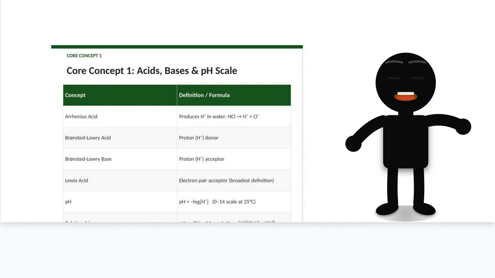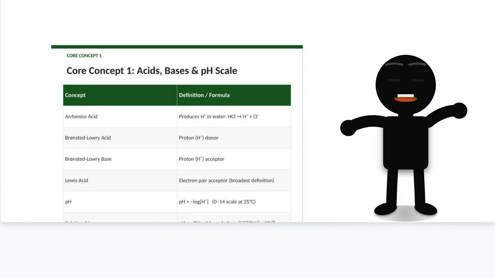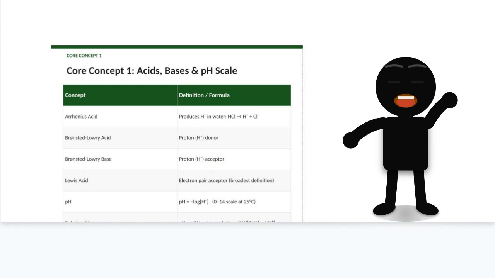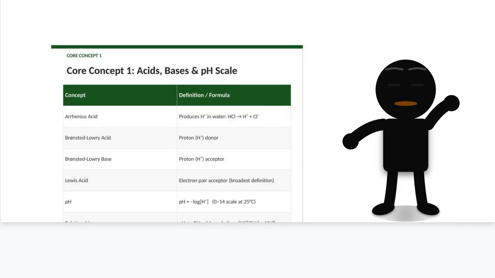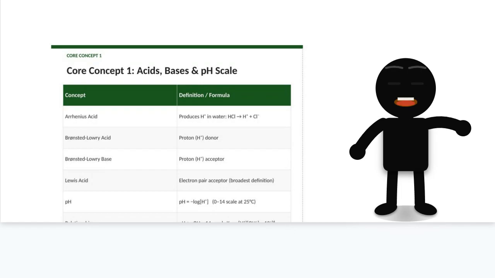There are 3 key definitions of acids and bases, and you need all 3 for NEET. Arrhenius: an acid produces hydrogen ions in water, a base produces hydroxide ions. Brønsted-Lowry: an acid donates protons, a base accepts protons. This broader view allows us to discuss acid-base behavior in non-aqueous systems. Lewis: an acid accepts electron pairs, a base donates them. This is the broadest definition and explains reactions like boron trifluoride accepting a lone pair from ammonia.